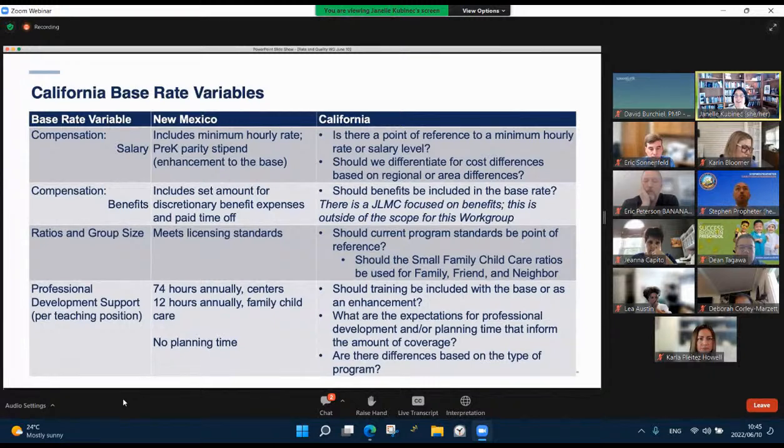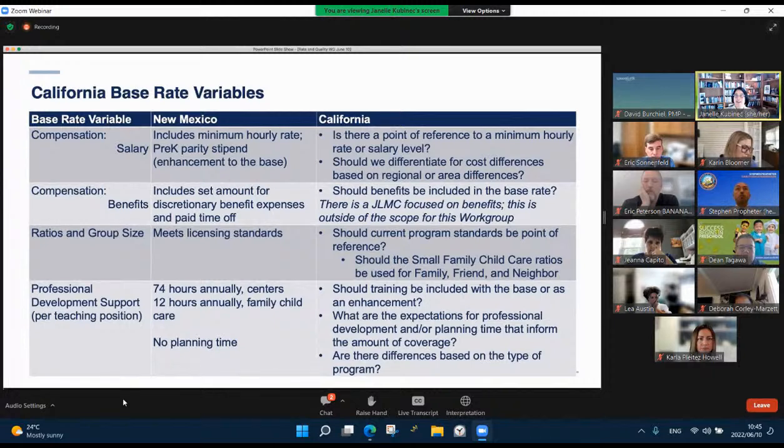So I'd ask any other comments, questions about, as we do this, what goes into this base rate, how do we view ratios and group size? Is it the structures we have right now of current program standards? And if so, we have a gap there for our family, friend, and neighbor care. Should that be the reference to small family child care?